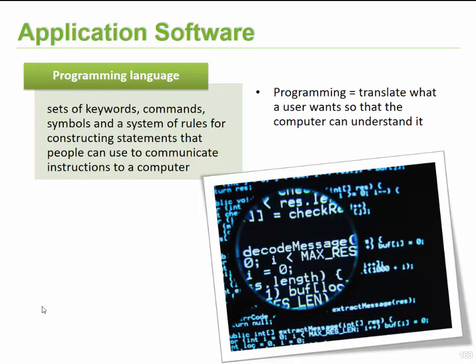In order to have software, you need to create that software by creating a program or application. Now, what is a programming language? It can be defined as a set of keywords, commands, symbols, and a system of rules that will allow you to construct statements that people can use to communicate instructions to a computer.